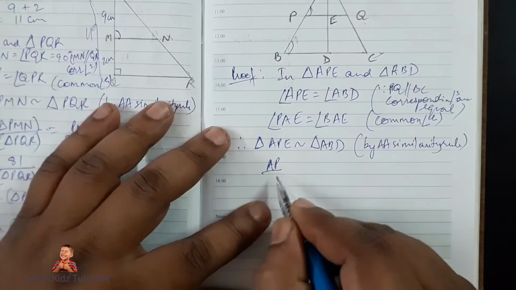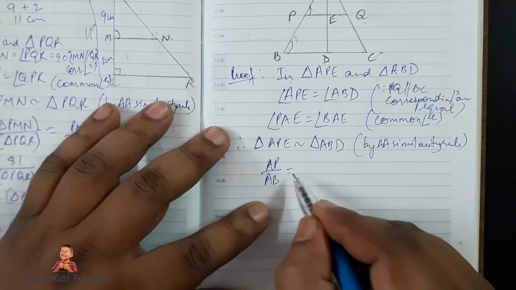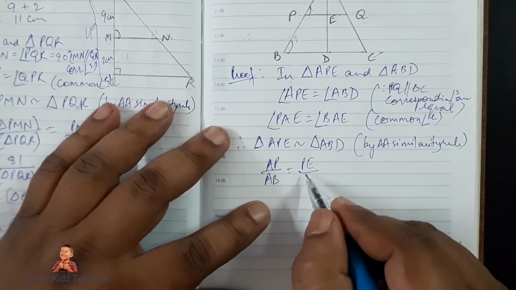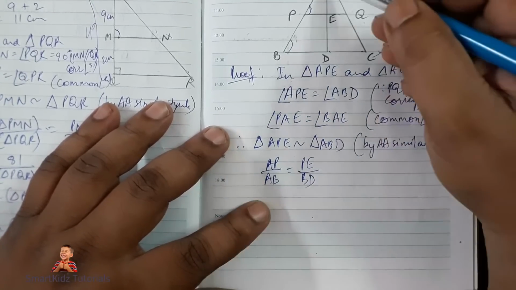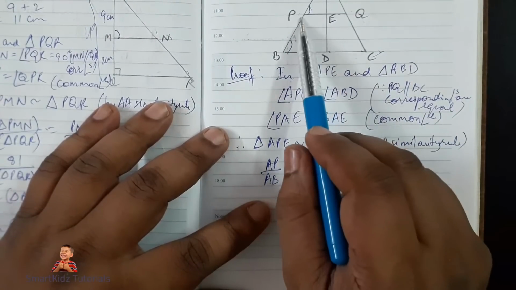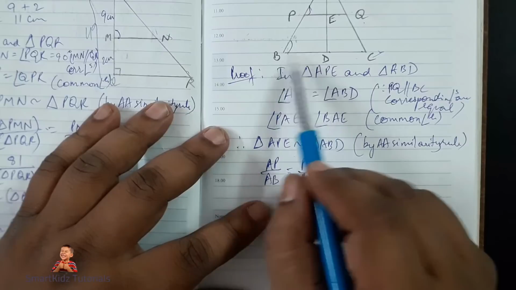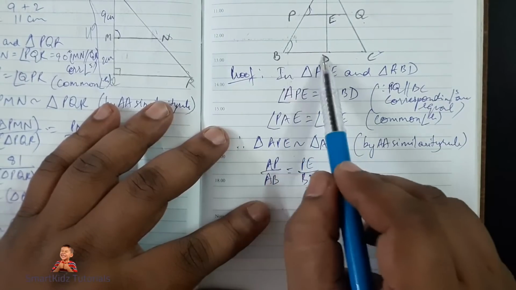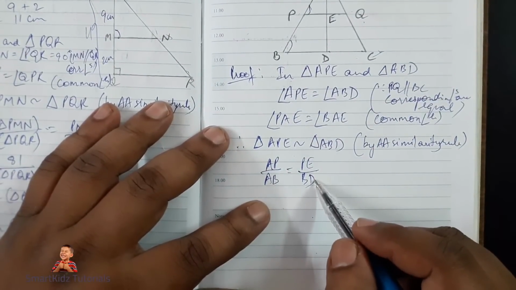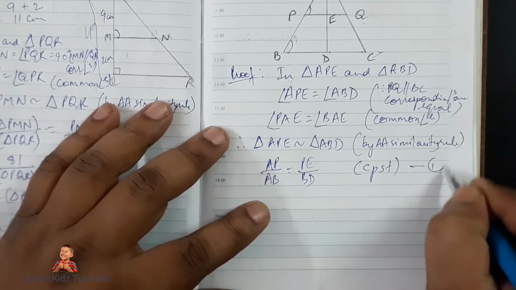say AP upon AB is equal to PE upon BD. So see, I am trying to involve this part, and also this part, because we need to use this part because we know that BD is equal to DC as we have been given that AD is the median. So PE upon BD, and we'll say this is CPCT, corresponding parts of similar triangles, and mark this as 1.